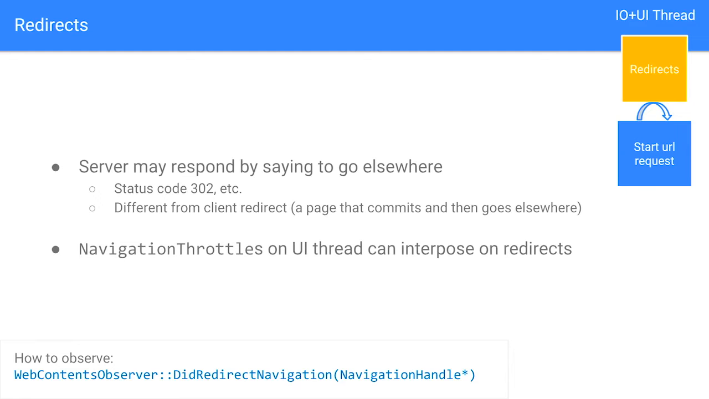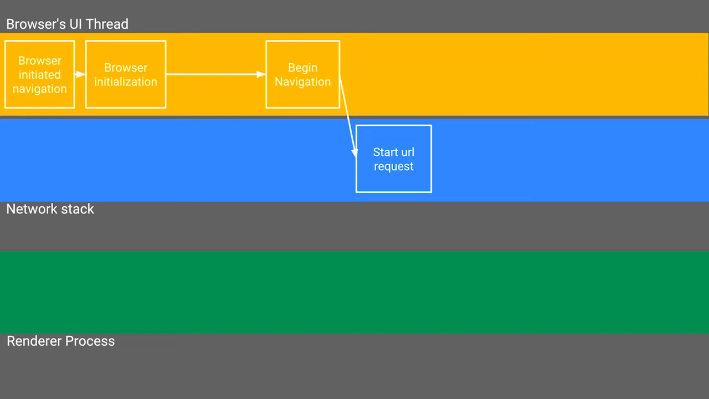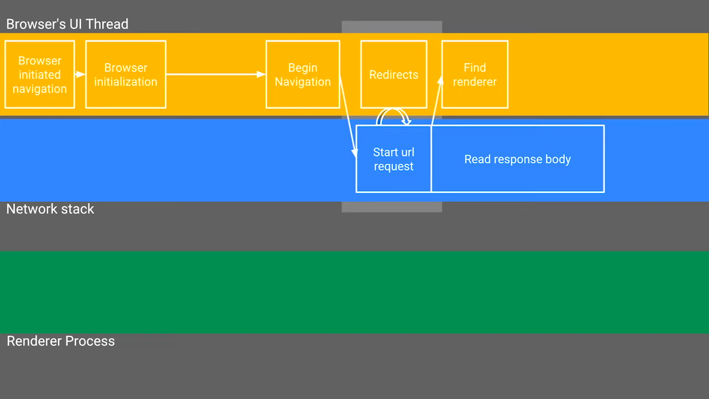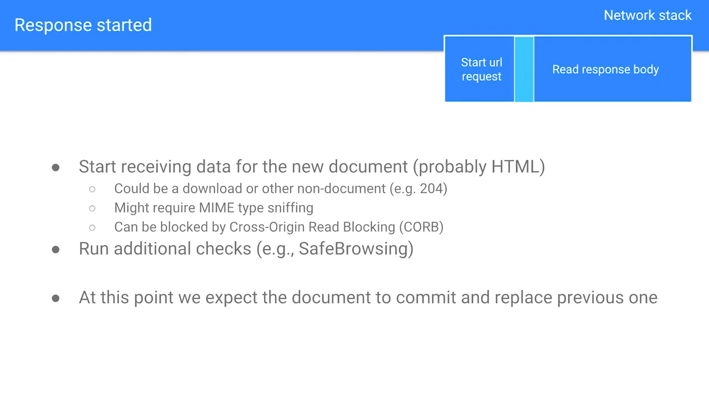Basically, how you observe is you have WebContentsObserver DidRedirectNavigation. It's an API that we call every time there's a redirect. And just to quickly go over the timeline, as we started the URL request, we basically jump back and forth, if needed, multiple times between the network stack and the UI thread in order to process those. And then we go through the usual other flow.